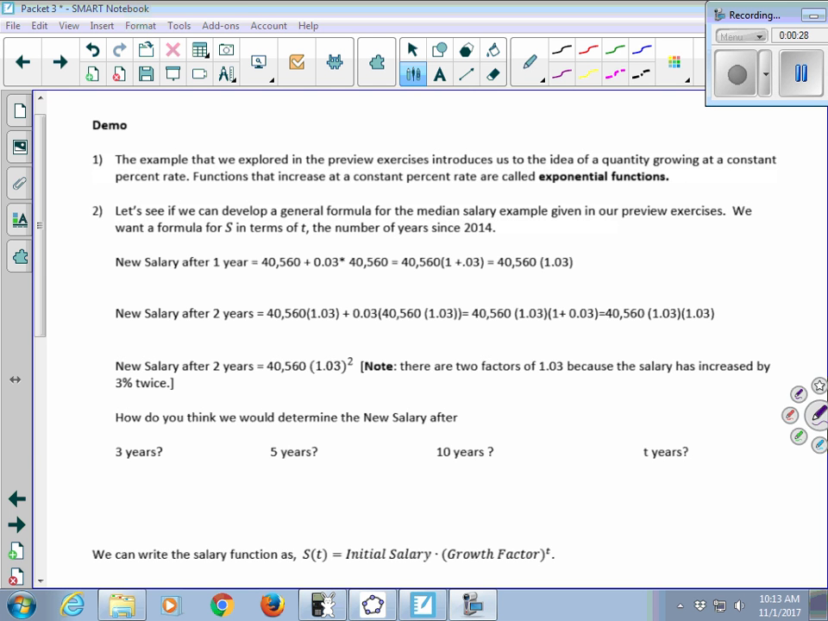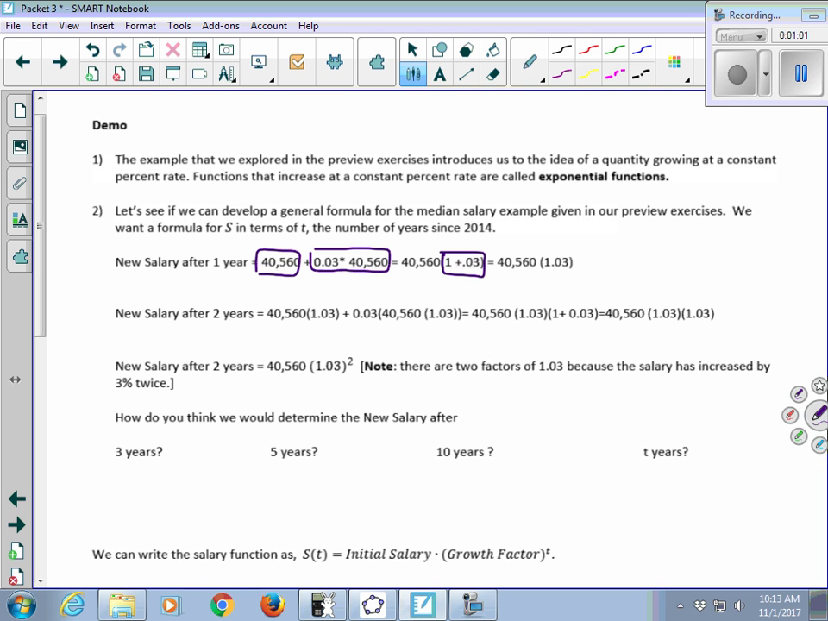So let's see if we can develop a general formula for the median salary example given in our preview exercises. We want a formula for S in terms of T. S will be salary. T is the number of years since 2014. So, new salary after 1 year. The way we calculated it is we took 100% of our original salary and we added 3% of that original salary, which comes out to a total of 103%, right? So as decimals, that would be 1 plus 0.03, 1.03.